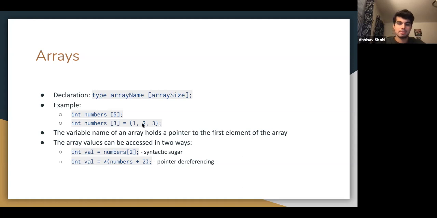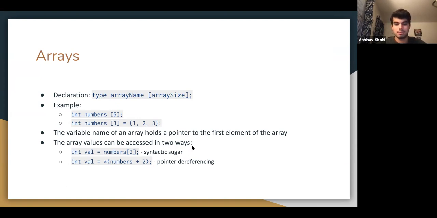So based on that, here's one way to access the elements of an array. You could do int val equals numbers at 2. It'll give you whatever's at index 2, which in this case would just be the number 3. But this is just syntactic sugar, so it just looks a lot prettier.